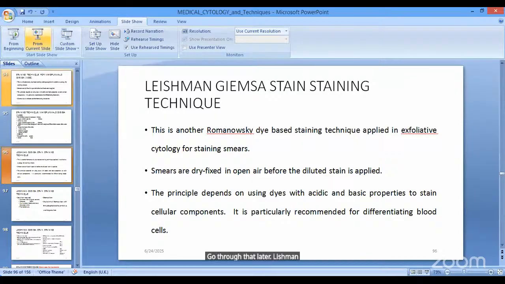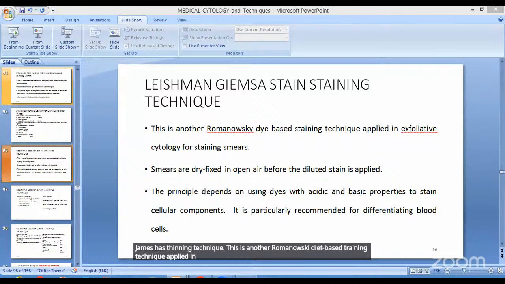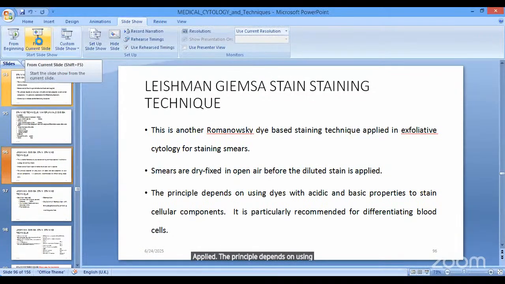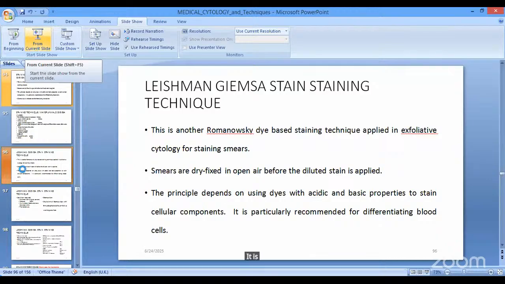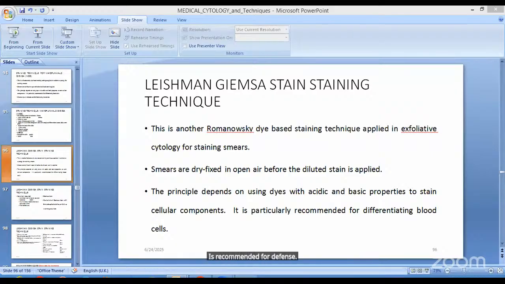Leishman's staining technique. This is another Romanowsky dye-based staining technique applied in exfoliative cytology for staining smears. Smears are dry fixed in open air before the diluted stain is applied. The principle depends on using dyes with acidic and basic properties to stain cellular components. It is particularly recommended for differentiating blood cells. So any Romanowsky dye is recommended for differentiating blood cells. This is the standard technique for Leishman-Giemsa stain.